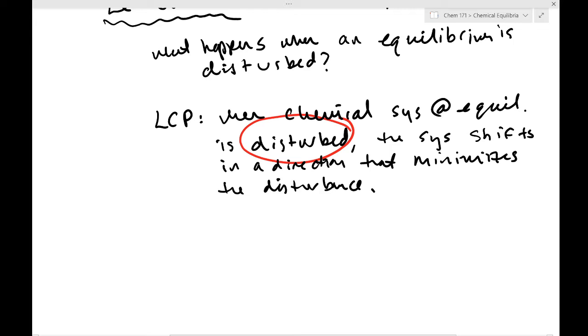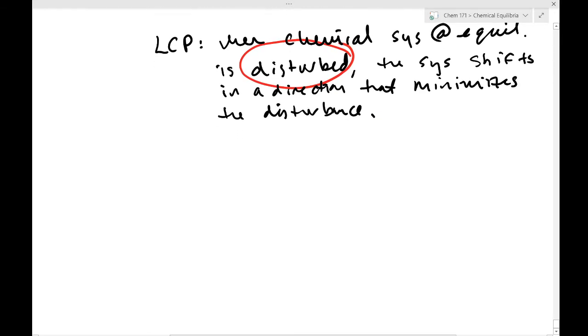Yeah, like I said, now we're going to go through the different types of disturbances that can be elicited on a system that is at equilibrium. First of all, we can do a concentration disturbance.